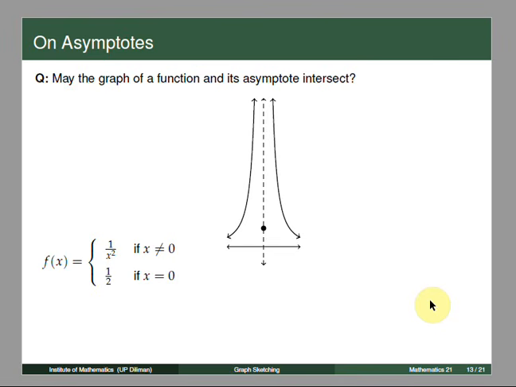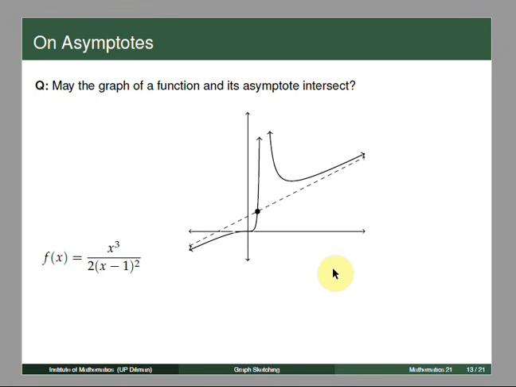Okay? It can happen that the graph of the function and its asymptote intersect, as the following examples show. So here is a function that intersects its vertical asymptote. Here is a function that intersects its oblique asymptote. So actually, your function is asymptotic to this line. So again, it gets nearer and nearer as x approaches positive infinity in this case, or gets nearer and nearer to the oblique asymptote as x approaches negative infinity. But the function intersects the asymptote.